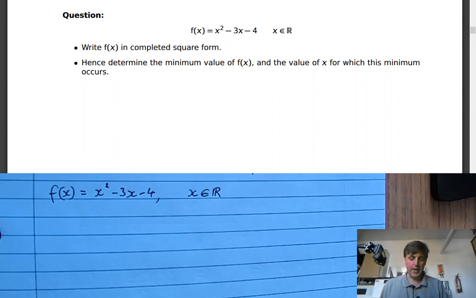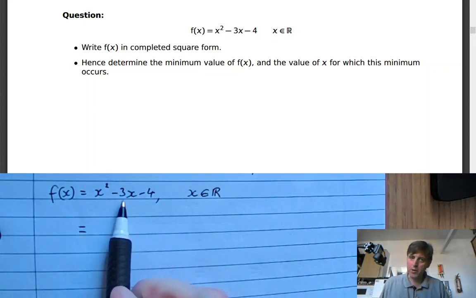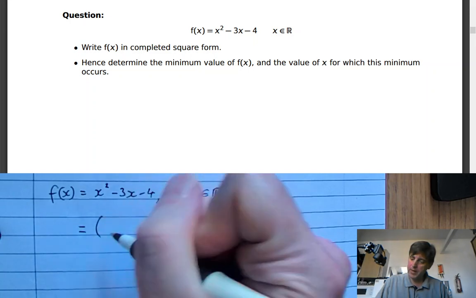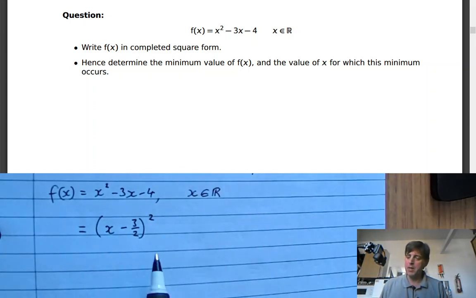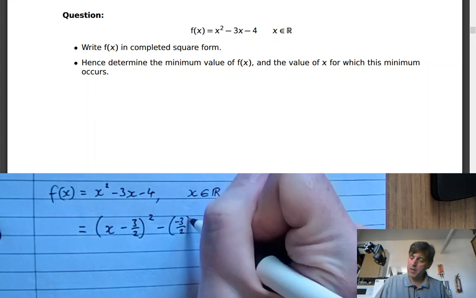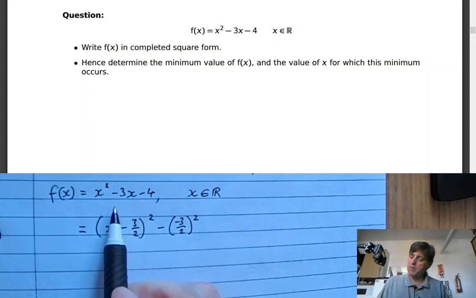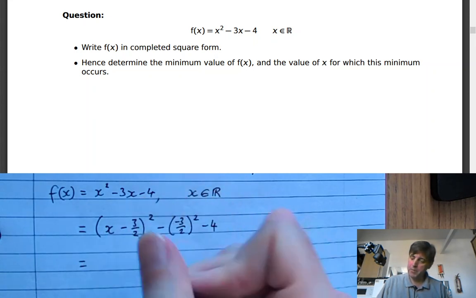Okay, let's have a look at this one then. So here's our function. Now we're going to need to write this in completed square form. So we're going to take the x coefficient, divide it by 2, and that's the number which is going to go inside the bracket here. We're then going to take that number that we've just written down, and subtract the square of that number away. And then we've still got the minus 4 hanging around here like this. Do you remember that technique from the previous section of the book? I hope so. Let's just tidy this up.